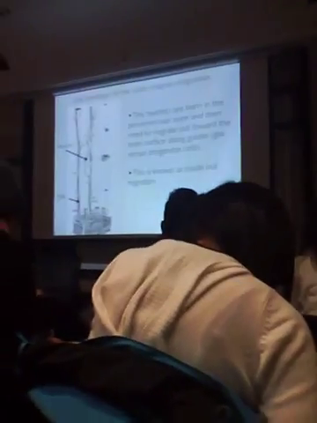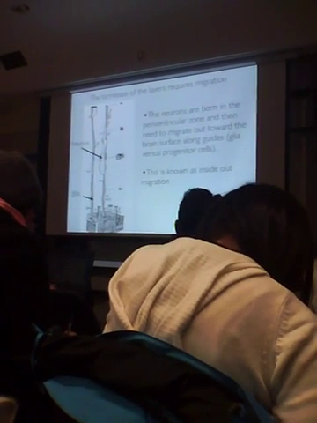So the neurons are born, just to repeat again, in the periventricular zone, migrate outward, find a niche or a layer, and then stop there. And then the next layer will go on top, and the next layer on top, and on top. This is known as the inside-out migration.